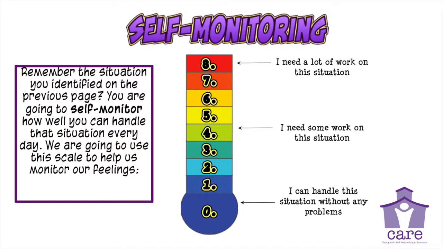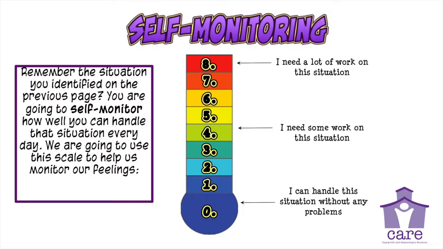You can then explain to them, on the next page of the student workbook, that we are going to be self-monitoring that situation that they picked, and we're going to be using this scale to do so. You can explain how the scale works. If they were rating themselves on how well they're handling their identified situation, a 0 would be, I can handle that situation without any problems. So we're going to say that students probably aren't starting off at a 0 if they're picking the situation they need the most help with.